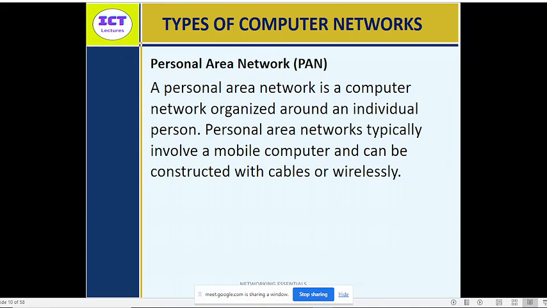Within the university, normally you are told to log into the university's Wi-Fi. A network whereby you can access resources within an institution, for example, we refer to as a campus area network, right?